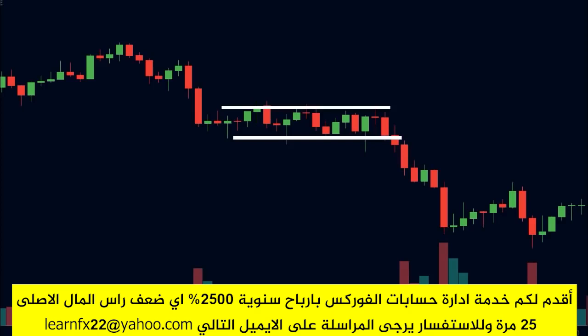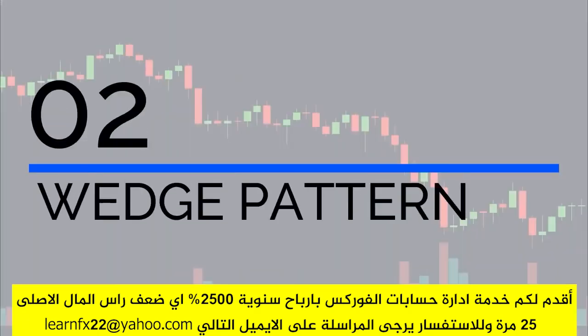If missing an opportunity doesn't bother you too much, then you can successfully take up the conservative approach towards trading. But if you want to be more aggressive, then that is also up to you. Now, let's look at the wedge pattern.